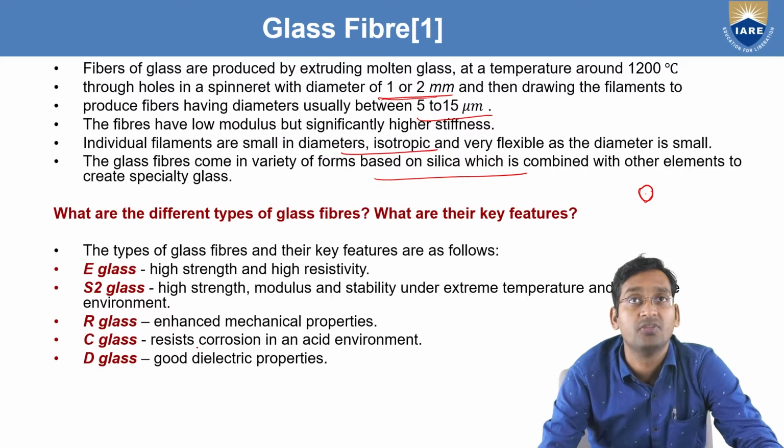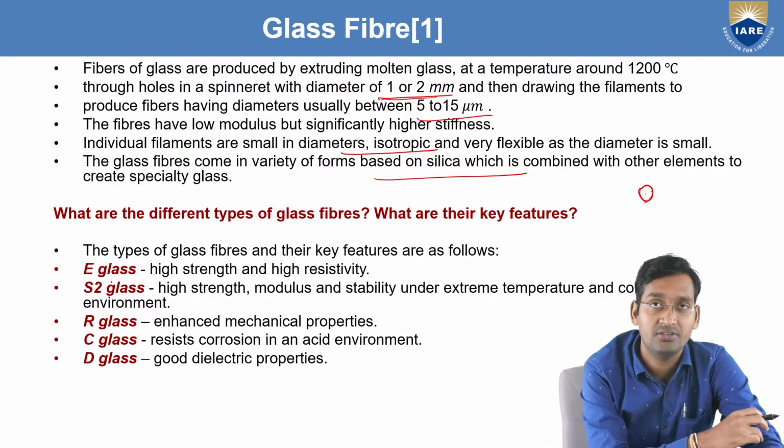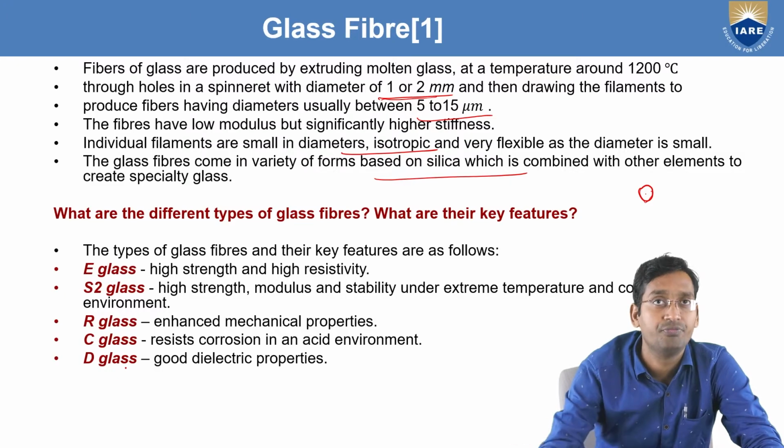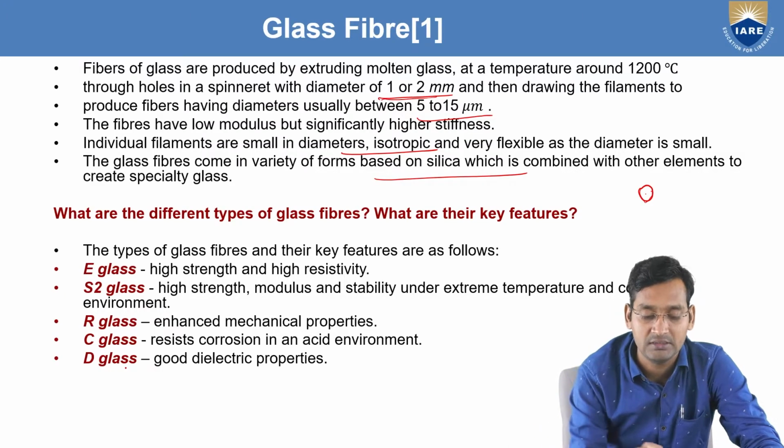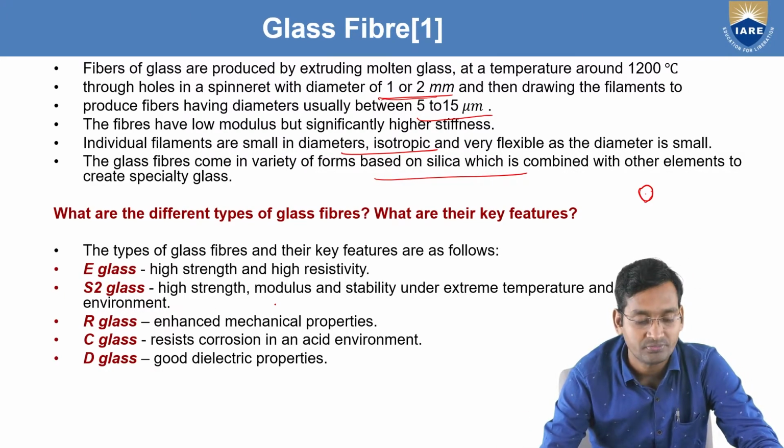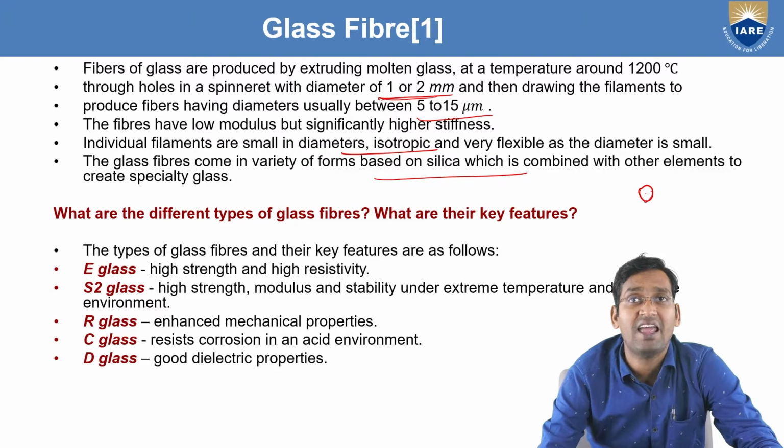So what are the different types of glass fiber, and what are the key features? The red color shows the different types of glass, and this is the feature. The types of glass fiber and their key features are as follows. First, E-glass. E-glass is the first type, and its key features are higher strength and high resistivity.